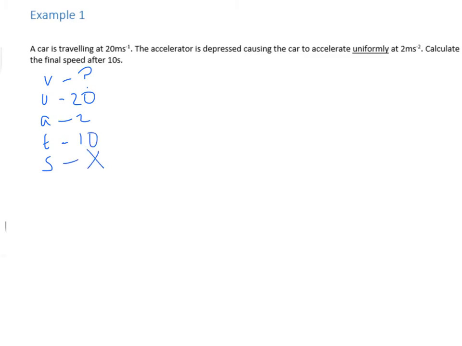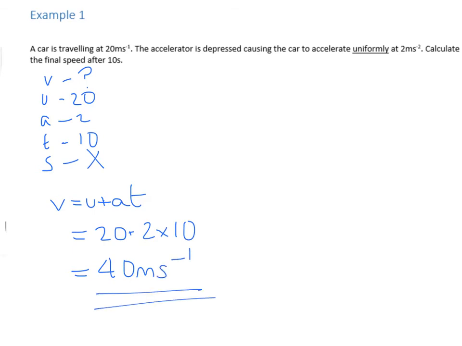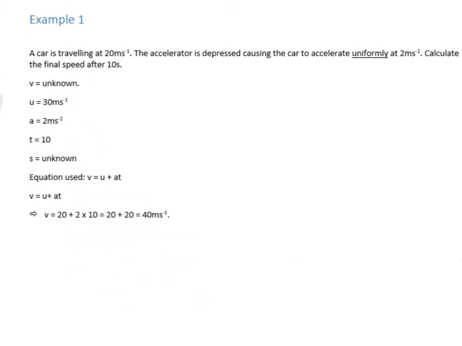Because we don't know displacement, we need to use the first equation. So v equals u plus at. Let's put some values in. So we've got 20 plus 2 times 10, which gives you 40 meters per second. Okay, nice and simple. That's neatly typed out if you can't read my handwriting, but obviously we get the same answer. Okay, so that's a very simple one.